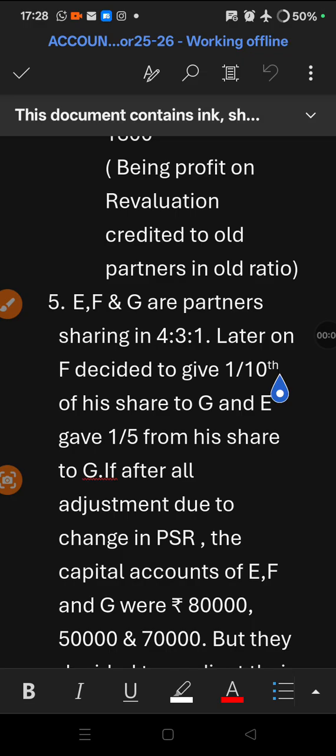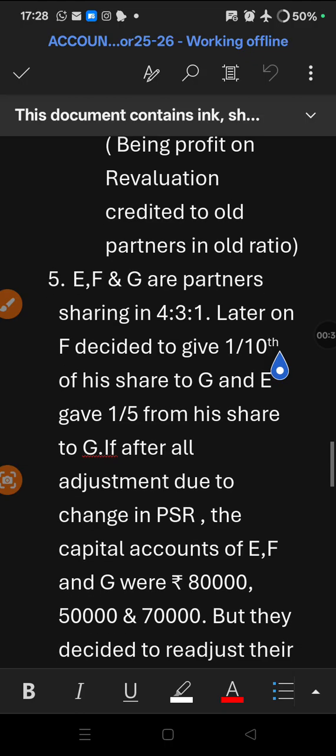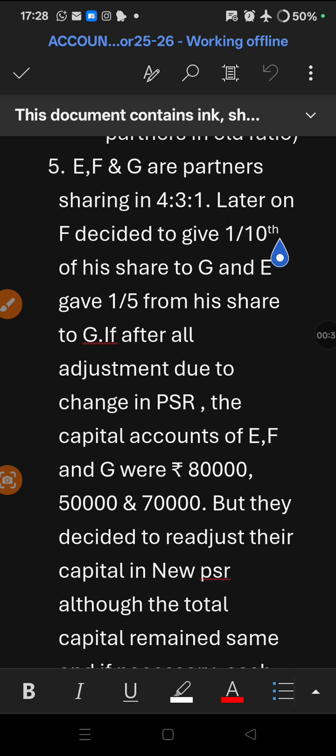It is Question number 5. E, F and G are partners sharing in 4:3:1, which means their old ratio is 4/8, 3/8, 1/8. Later on, F decided to give 1/10 of his share to G and E gave 1/5 from his share to G.